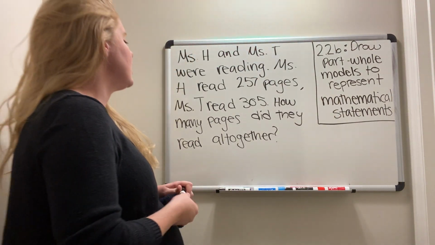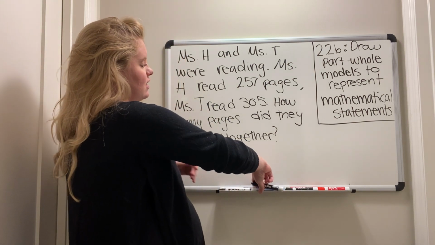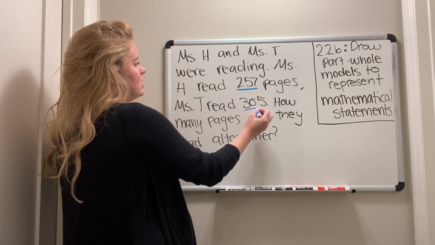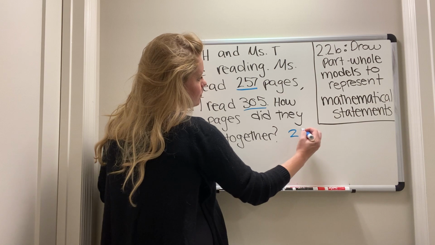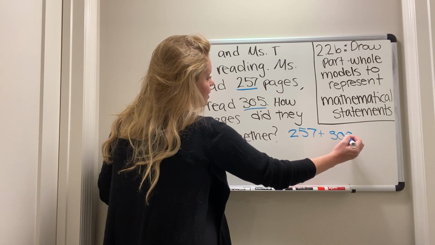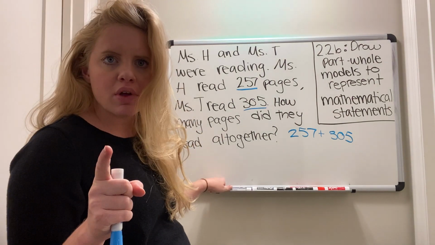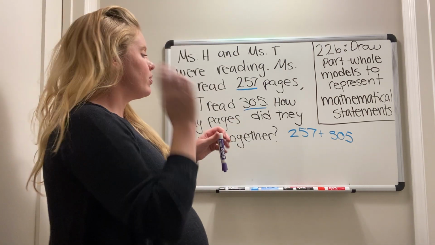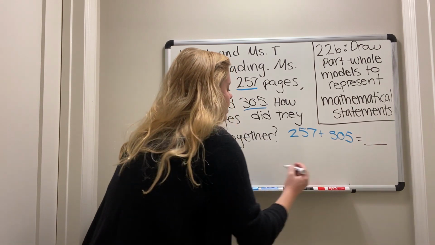That seems a lot more complicated than the math statements that we were just making, but is it really? So we have Miss Halverson, Miss Tanner. Our statement would be this: 257 plus 305. Now, if I were to say model draw that, third graders, you would say, okay, that is simple. I know that it's a part-whole. We just don't know the whole yet.